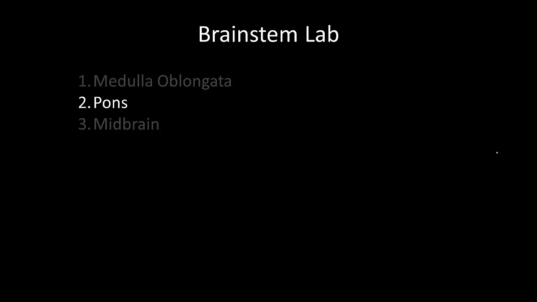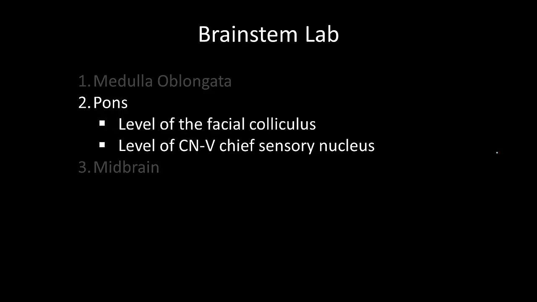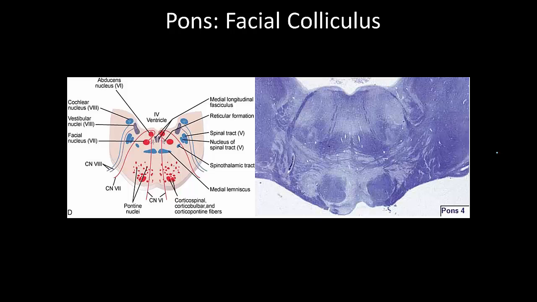So next we're going to look at the pons, and we're going to use 2 major sections to help guide our study of the pons. Our first section that we're going to look at is going to be at the level of the facial colliculus. Now at this level, our central canal has expanded into our 4th ventricle. So our 4th ventricle in this section is just this large white space that we can see in this posterior portion, posterior to the pons itself.